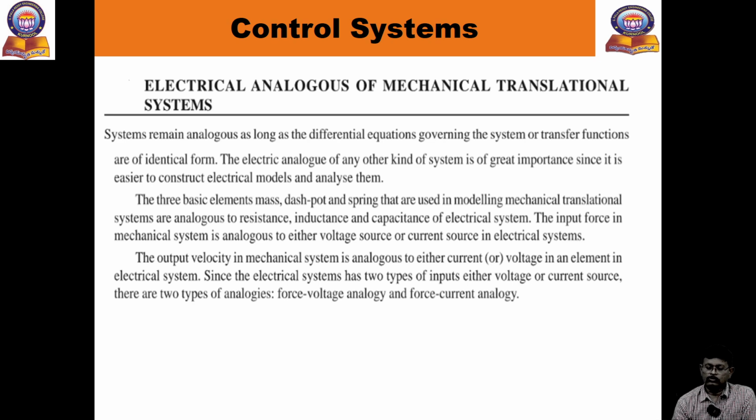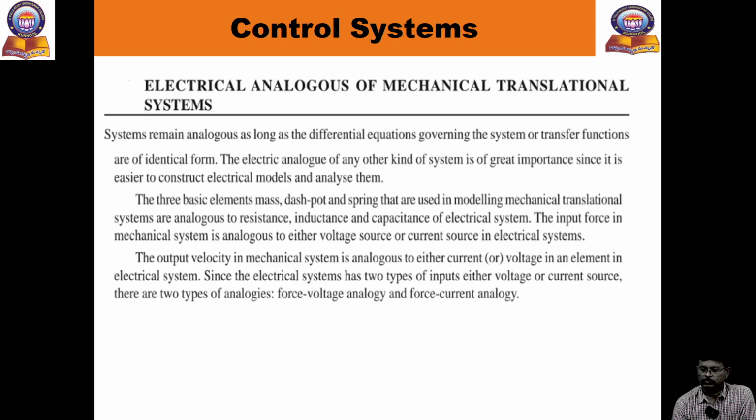So there are two analogy systems here. One is force voltage, and the other is force current, for the translation system. Similarly, there are the same for a rotation system, where torque comes in. So in translation systems you get force, and in rotation systems you get torque, and we convert these to electrical systems.